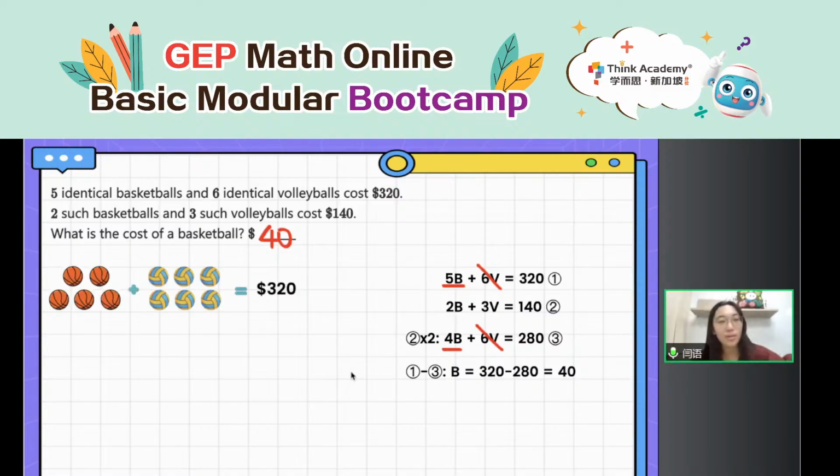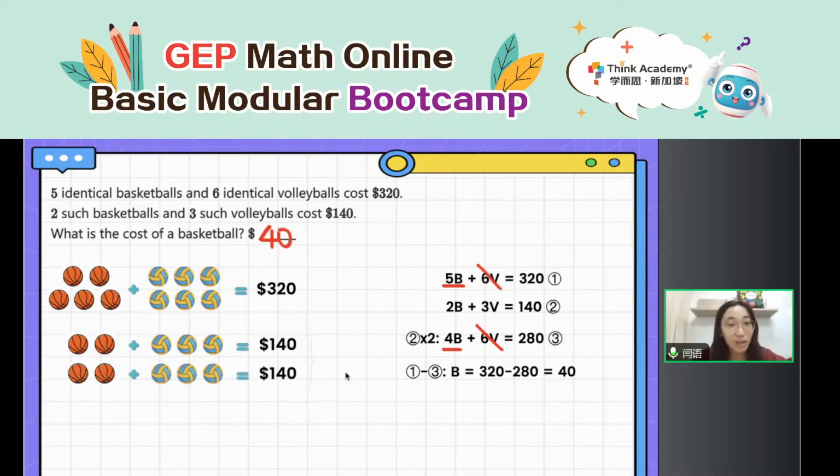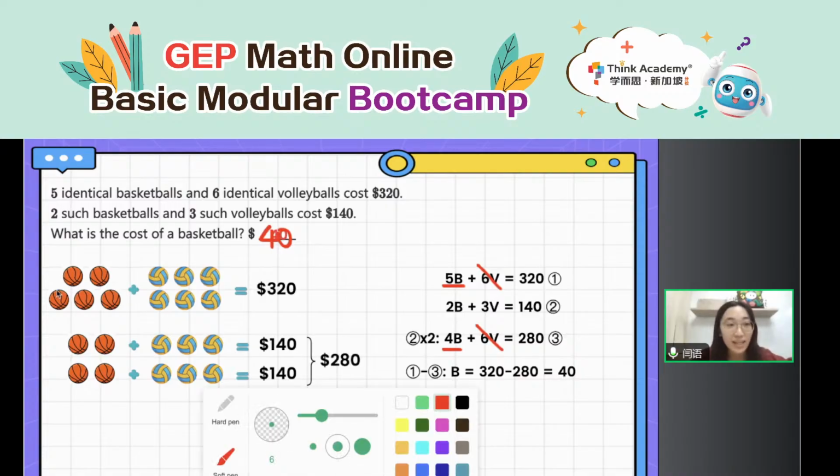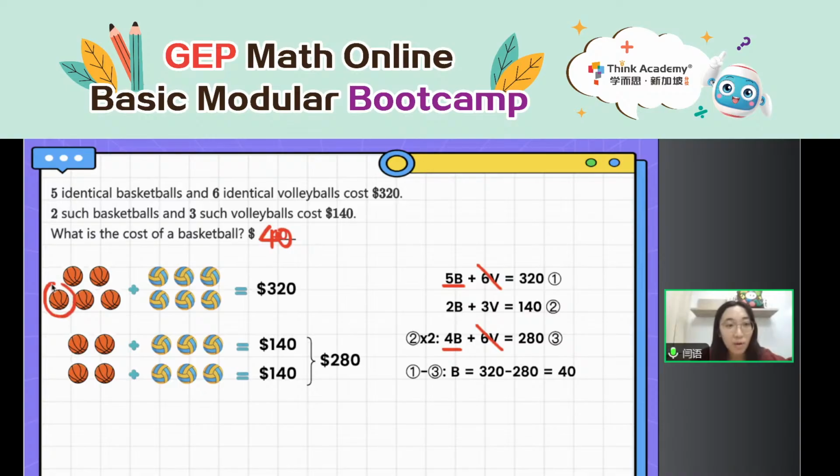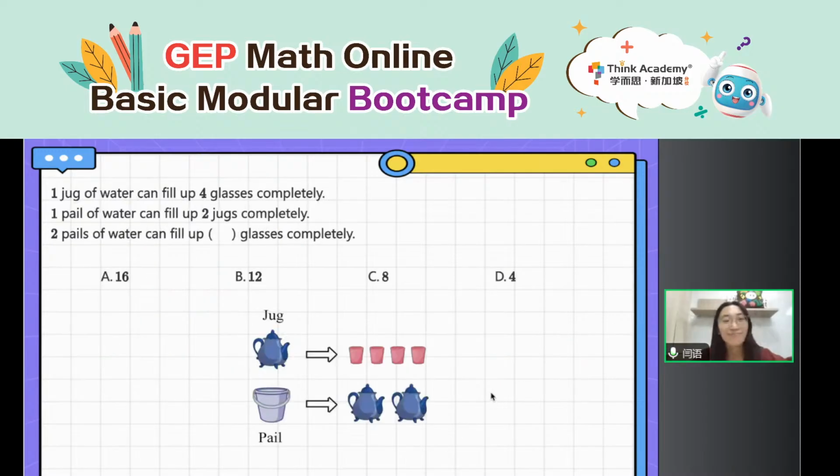Okay, again, let me show you with the picture. 5 basketballs, 6 volleyballs, 320. And then 2 basketballs, 3 volleyballs, that is 140. So here we just double it to get 280. Then as long as you want to buy one more basketball, you need to pay another $40, right? The equal part can just be canceled. Yeah. Then, this question, very tricky.